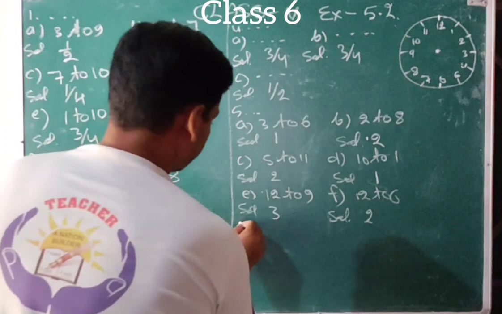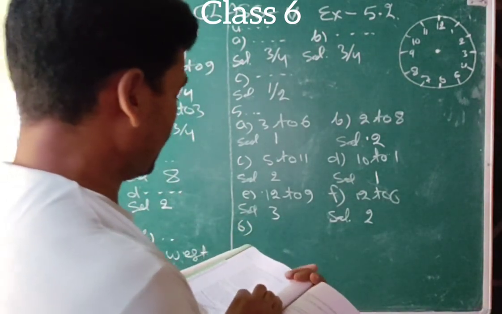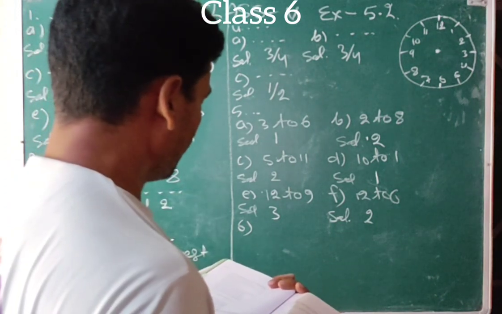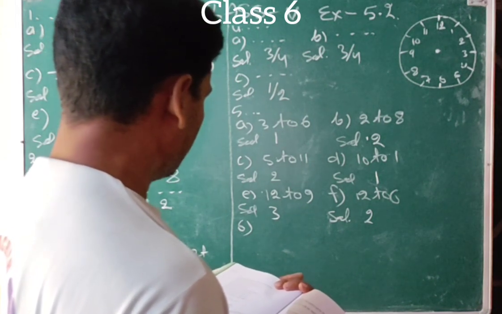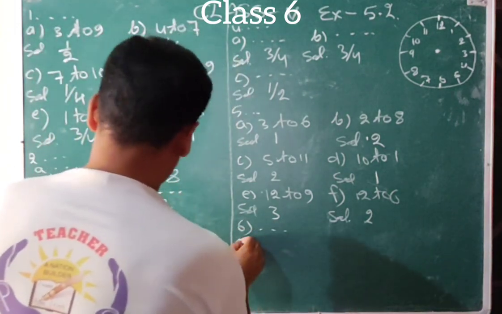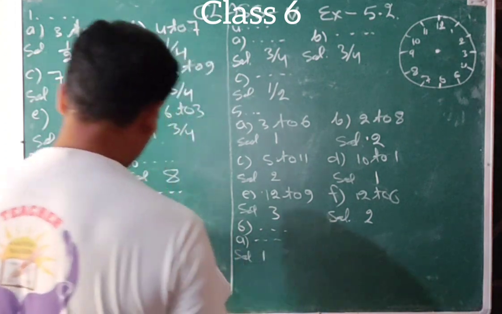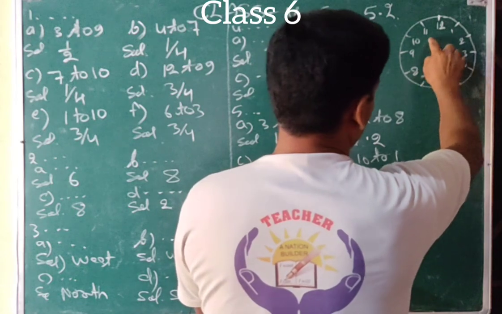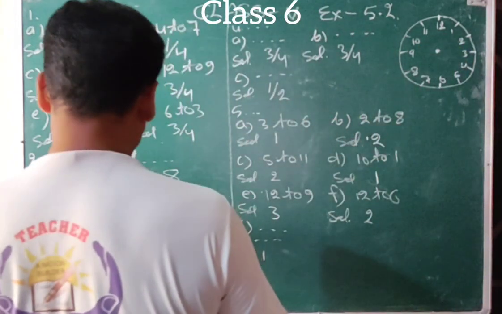Question number 6: how many right angles do you make if you start facing south and turn clockwise to west? That will be 1. South to west, that will be only one right angle.